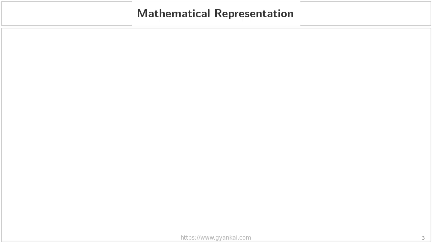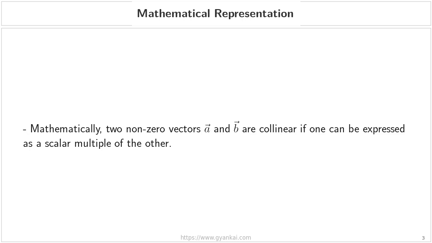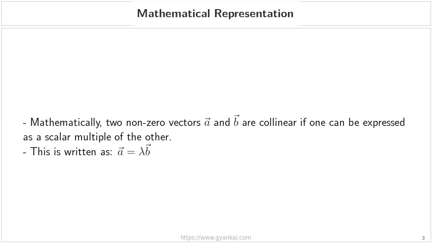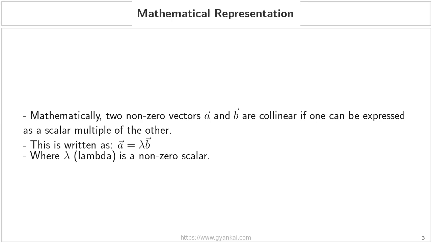Mathematical representation. Mathematically speaking, if we have two non-zero vectors, let's call them vector A and vector B, they are considered collinear if one can be expressed as a scalar multiple of the other. In notation, we write this as vector A equals lambda, the Greek letter lambda, multiplied by vector B. In this equation, lambda represents a non-zero scalar, which is just a fancy way of saying a regular number. This single number, lambda, is the key to understanding the relationship between the two vectors.